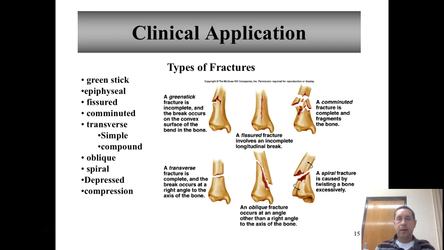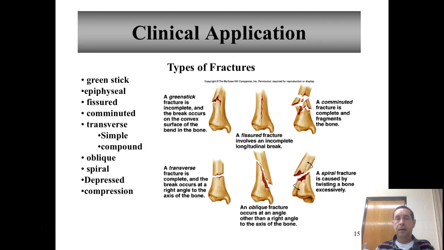An oblique fracture occurs at an angle other than a right angle to the long axis. Spiral fractures are caused by twisting of the bone, and usually the broken ends will no longer be aligned, and you would have to do an open reduction surgery to reset this, putting in plates and pins or screws to hold it in place.